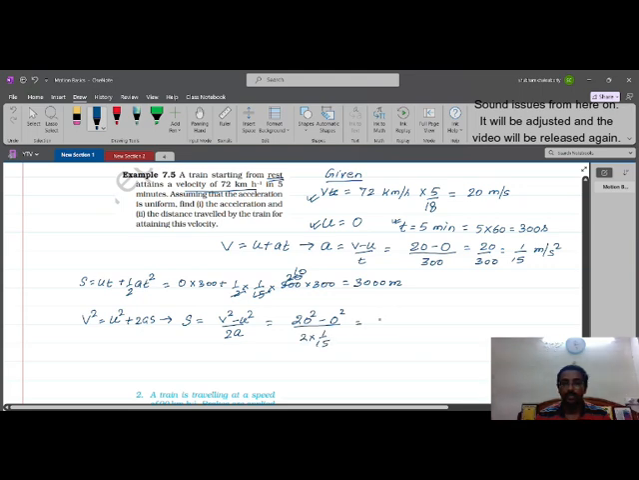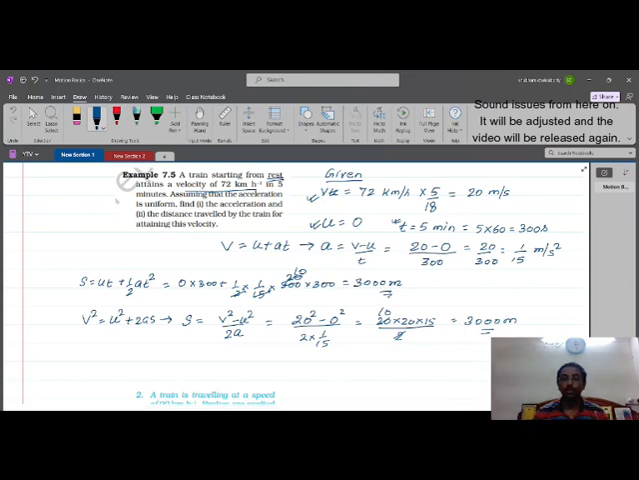So what do we get? We get 20 into 20 into 15 divided by 2. So 2, 10. 200 multiplied by 15 turns out to be 3000 meter. So you can do this question, especially the second part of the question, in two different ways.